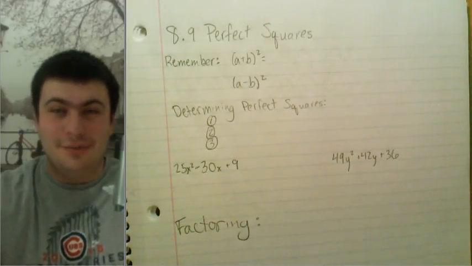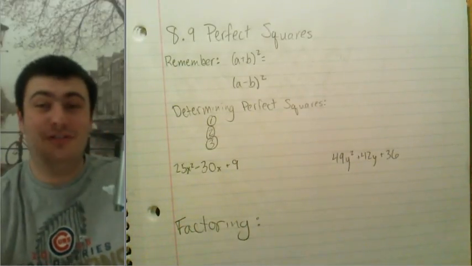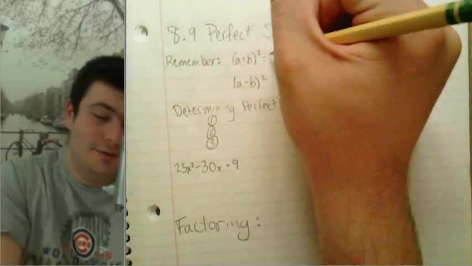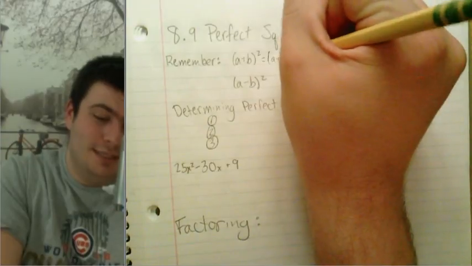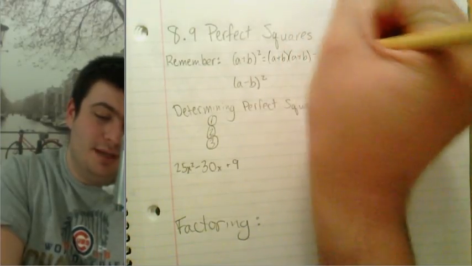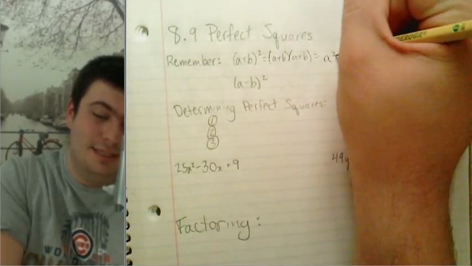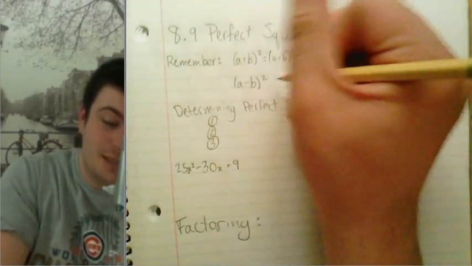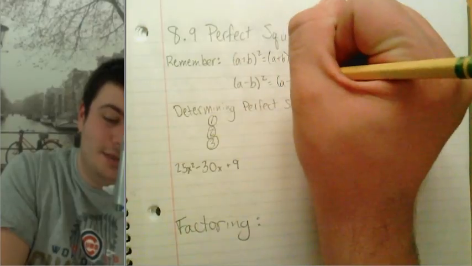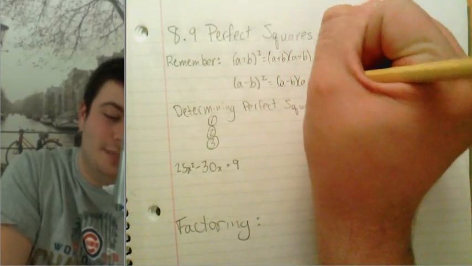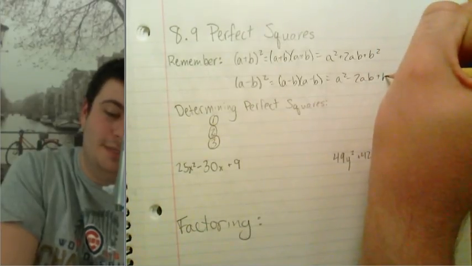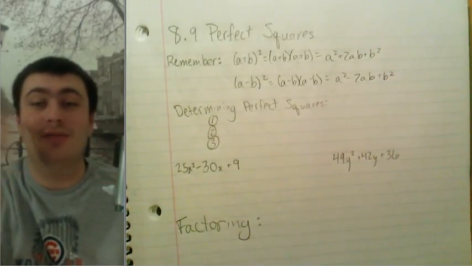Hello. So if we're looking at perfect squares, remember that when we were foiling, if we have the group a plus b squared, like saying a plus b times a plus b, that means it's a squared plus 2ab plus b squared, one of those shortcuts. And if we had a minus b squared, a minus b times a minus b, that being a squared minus 2ab plus b squared. These shortcuts we're now going to look at going backwards.